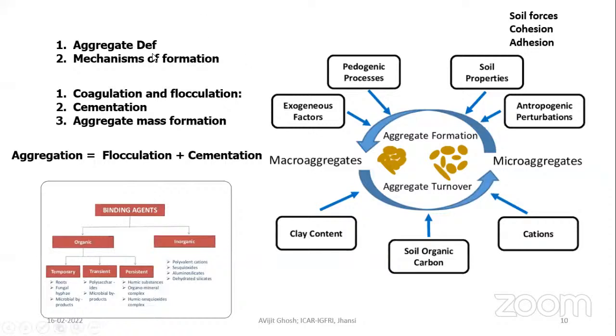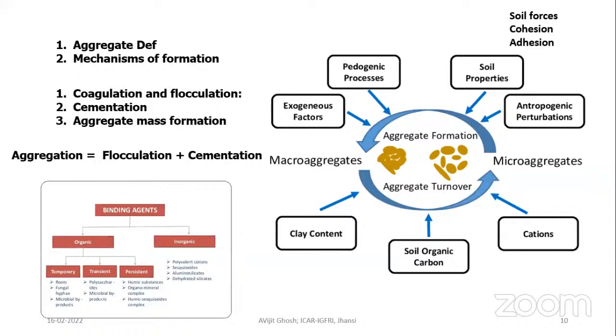Now, there are three steps of soil aggregate formation: coagulation or flocculation, cementation, and aggregate mass formation. For coagulation and flocculation, flocculating agents are there. Flocculating agents are, for cations, calcium, iron, aluminium, magnesium, etc. And for anions, phosphate acts as a coagulating anion. This is often asked in GATE, ICAR NET multiple choice questions.